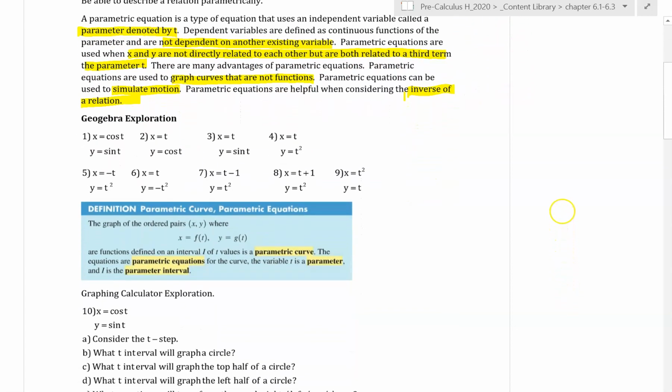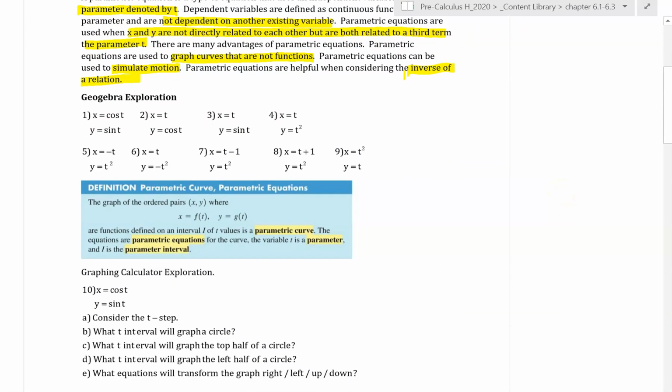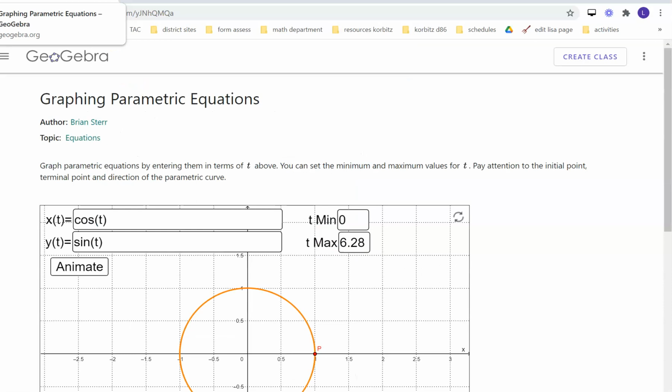Okay, so the first thing I want you to do is think about, we're going to do an exploration with GeoGebra. So it's up to you. You can Google GeoGebra parametric equations, or you could just watch what I'm about to do with GeoGebra. It looks something like this: GeoGebra graphing parametric equations. Go ahead and pause the video if you want to go there yourself, or you can just watch what I'm doing.